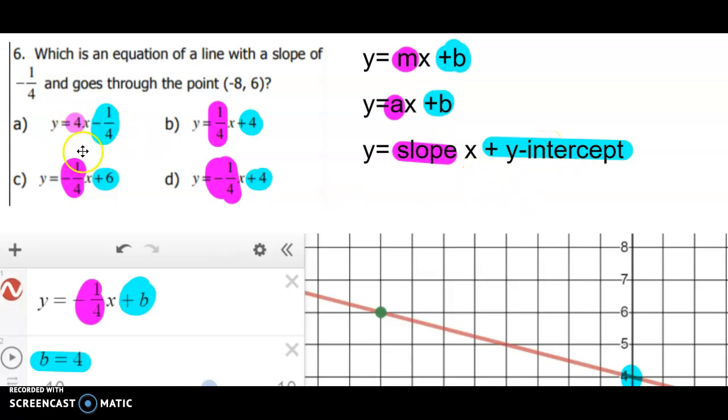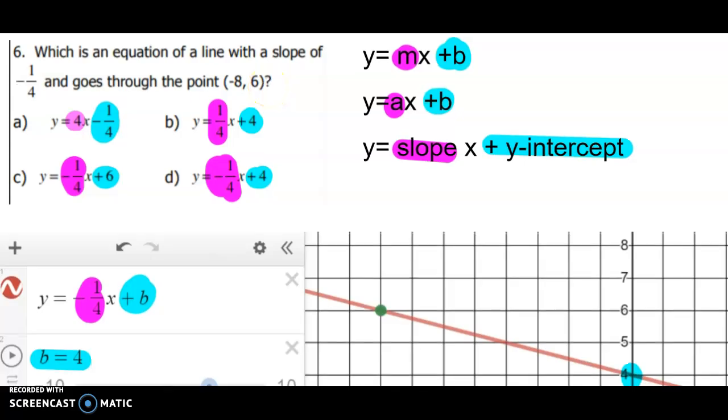So I can see in all of these answer choices what my slopes are. Here, my slope is 4, negative 1/4, negative 1/4, and 1/4. It tells me my slope is negative 1 over 4. So I know my answer is either going to be C or D. I also know that it goes to the point (-8, 6).